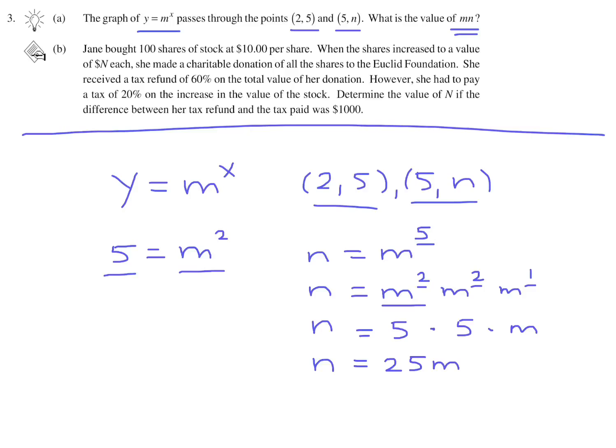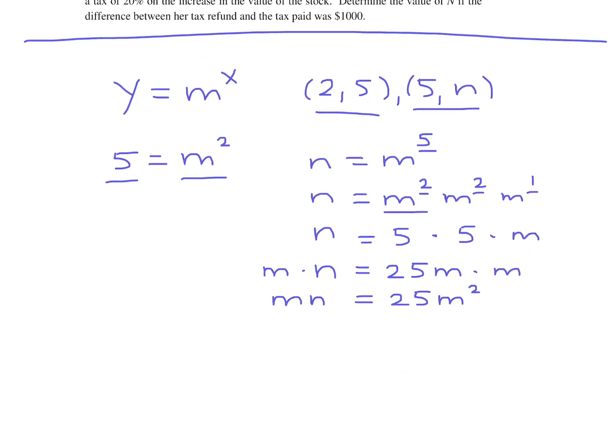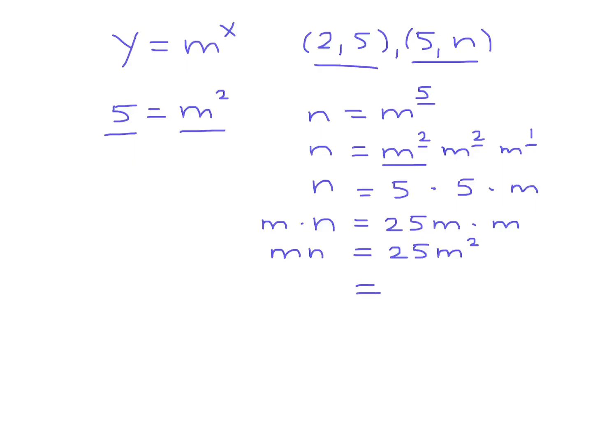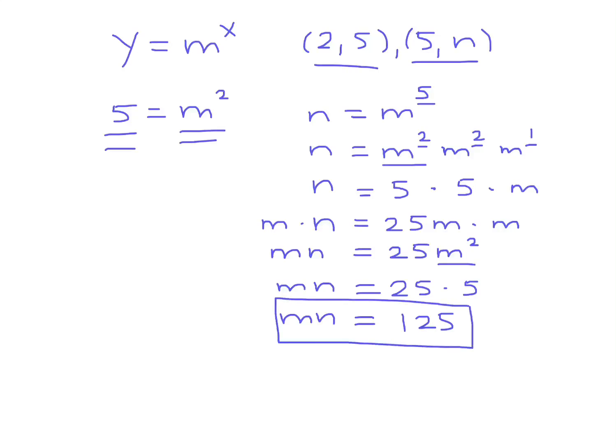Now at this point, we're not really quite there yet because we want to figure out mn. But that's okay, we can multiply both sides by m, like that. And if you do that, you'll get mn is equal to 25m squared. Now 25m squared, we know because m squared is 5. So 25 times 5 is mn, and therefore mn is equal to 125. So you see, just a little bit of manipulation of these numbers gives you the correct answer.